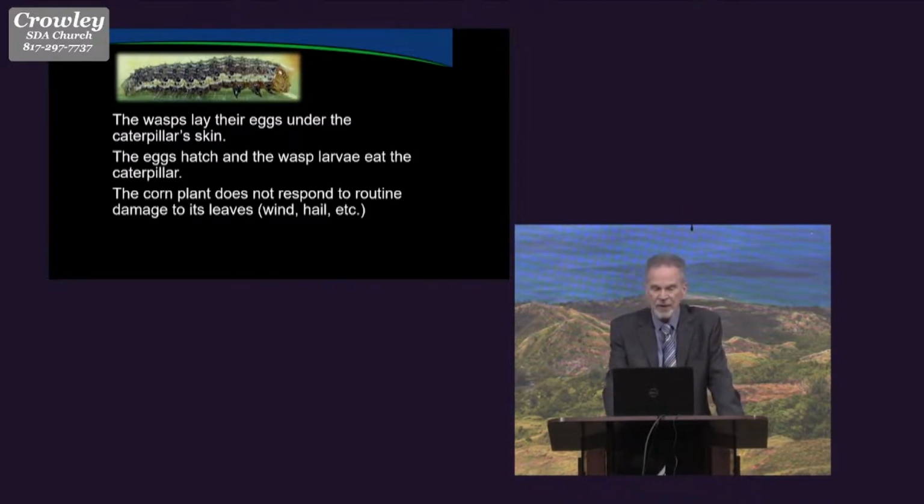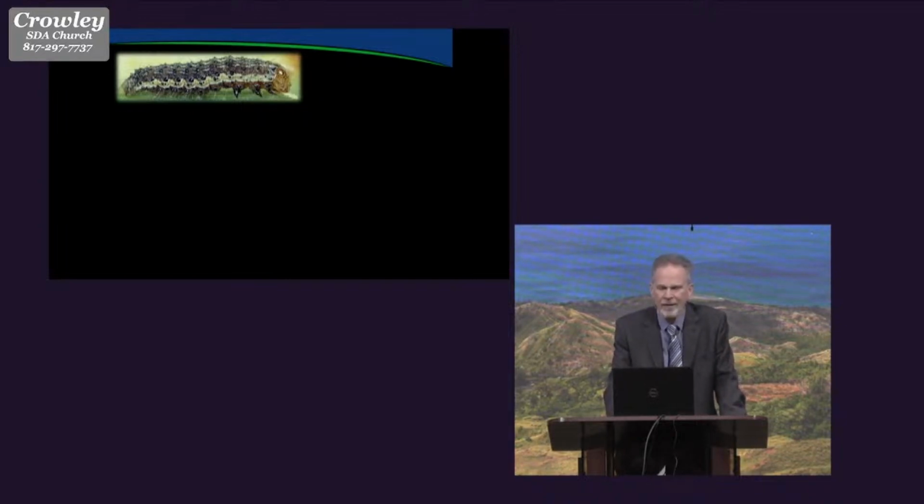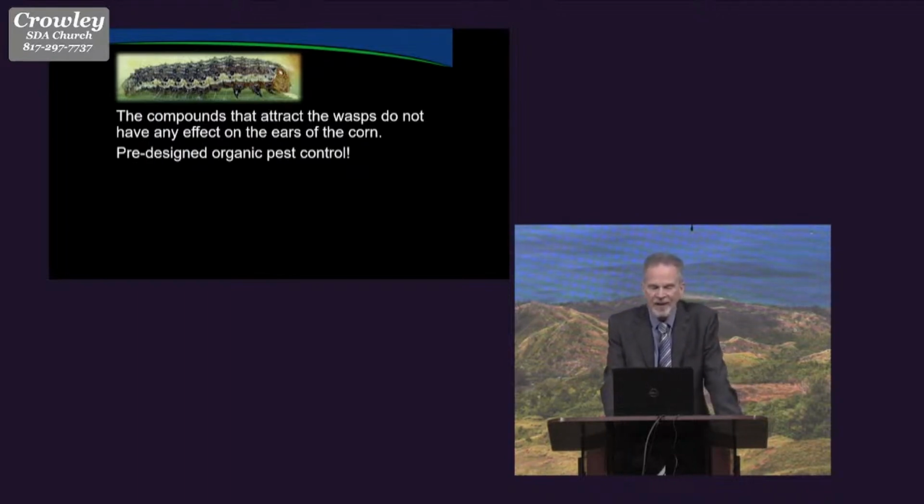The corn plant does not respond to routine damage to its leaves like wind or hail. The corn plant's defense is triggered by the presence of caterpillar saliva. The compounds that attract the wasps do not have any effect on the ears of the corn. They don't like spraying a toxic chemical. It is a pre-designed organic pest control system. What do you think about that?